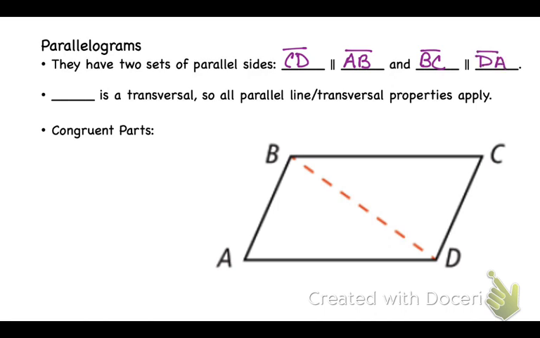Okay. And the next thing, it says blank is a transversal, so parallel line transversal properties apply. What is a transversal? BD. BD is a transversal. Now there's another one there, but it's not marked. AC, just because. Okay. So all of my parallel line transversal properties apply.